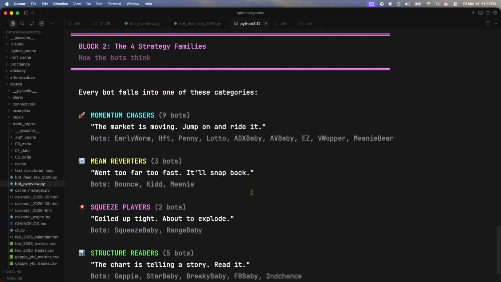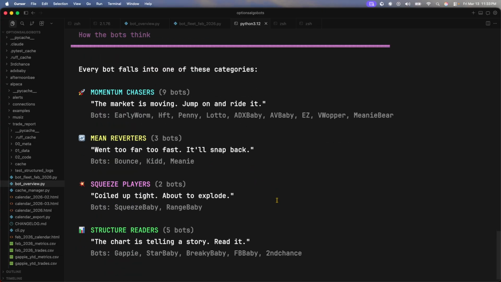Let's go ahead and go to our second block, which is understanding our 4 strat fam. So I have 9 momentum chasers. We have 3 mean reversion strategies. What mean reversion is saying is that the price went too far too fast, so it'll snap back soon. These bots are our Bounce, Baby, Kid, and Meanie. Momentum chaser means the market is moving, so we're going to jump on and ride it.